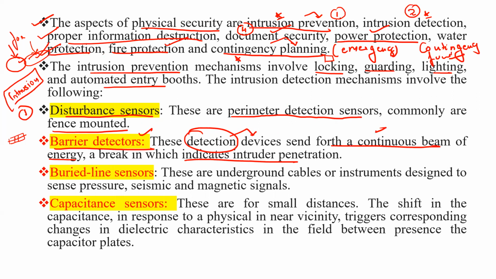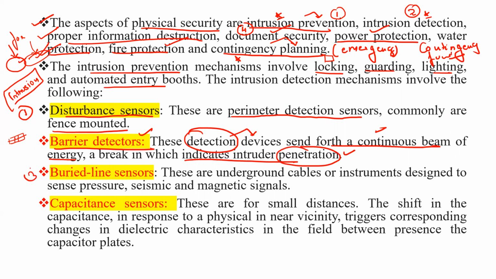Please remember that also. Barrier detectors: these detection devices send forth a continuous beam of energy, and if there is any break in it, it indicates intruder penetration.